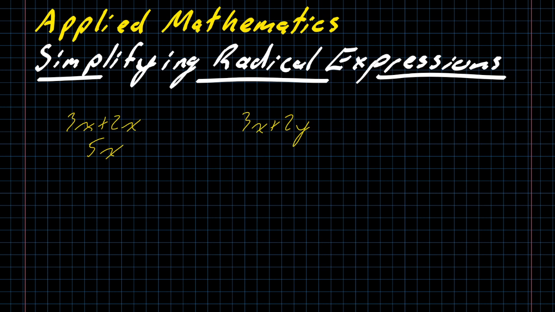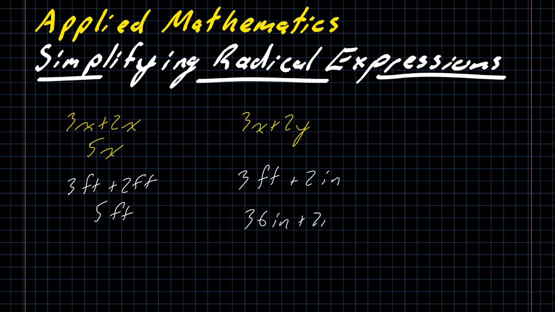You can use other things instead of variables. We've done that quite frequently using like units, right? 3 feet plus 2 feet is 5 feet. But then if you have something like 3 feet plus 2 inches, well, those are not like units, but here we have a little bit of flexibility because 3 feet is the same thing as 36 inches. So suddenly we're able to make things work.